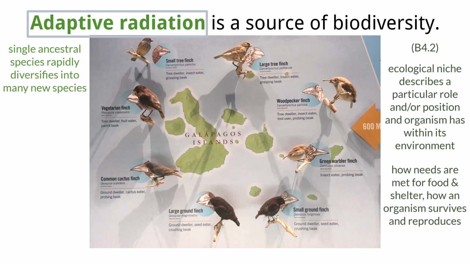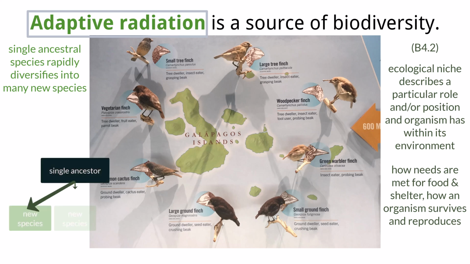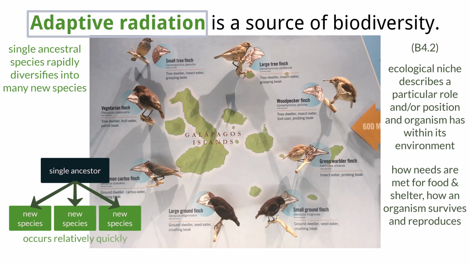Some key aspects of adaptive radiation include the following. All of the new species originate from a single ancestor. The formation of new species occurs relatively quickly in ecological terms. And new species can exploit a variety of ecological roles or niches. This leads the species to develop distinct physical or behavioral traits to adapt to their specific environments.